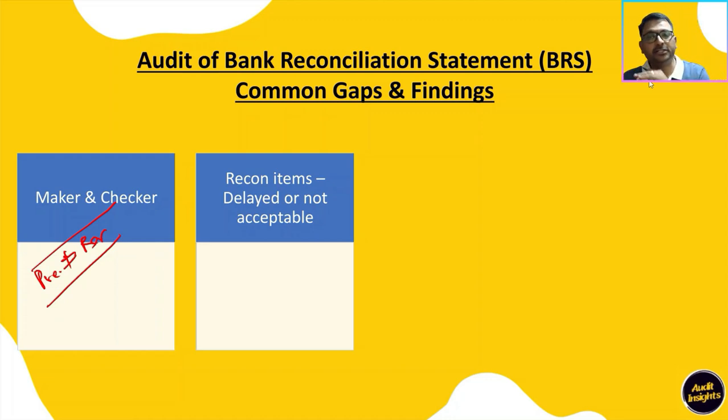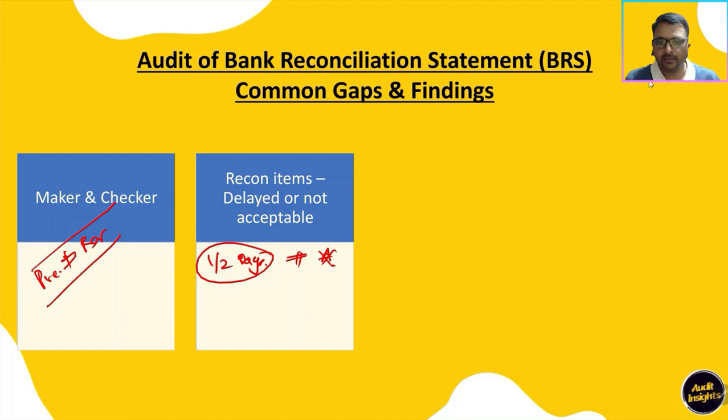Those things are absolutely not acceptable. Reconciliation items cannot be more than the last 1 or 2 days, right? So any reconciliation item more than 1 or 2 days is generally just not acceptable, right? So ensure that you understand thoroughly why there is a delayed item, right?